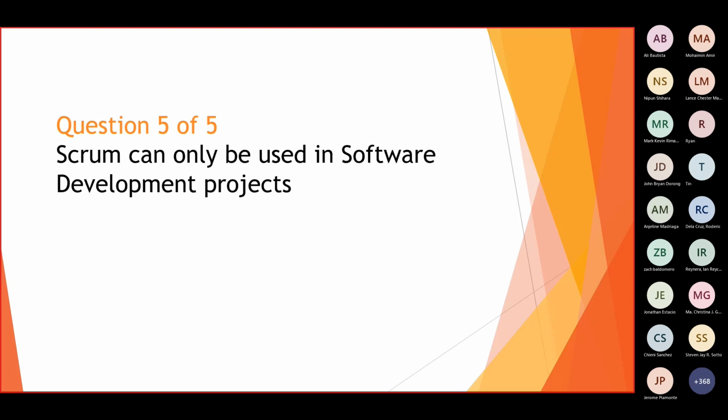And then the last one: Scrum can only be used in software development projects. Is it true or false? Okay, yeah, you got it right. It's false, because Scrum is not mainly focused on software development projects, but you can also use and adapt it to different approaches and different things, as we discussed earlier in the presentation. Okay, thank you for that and thank you for participating in the knowledge check.